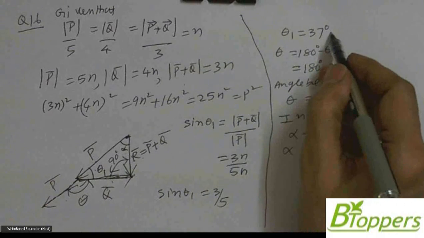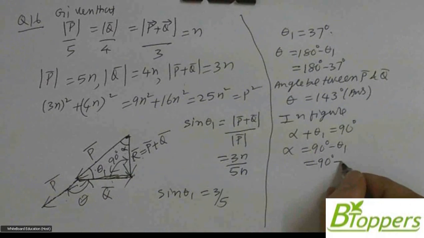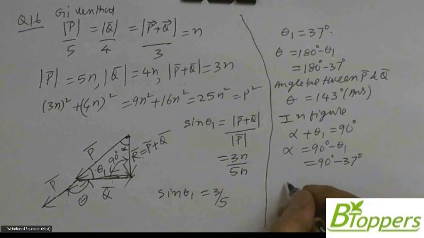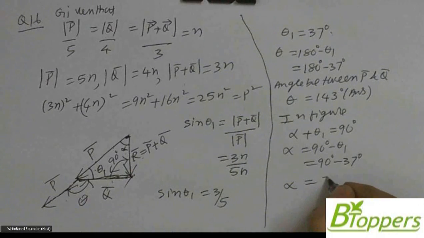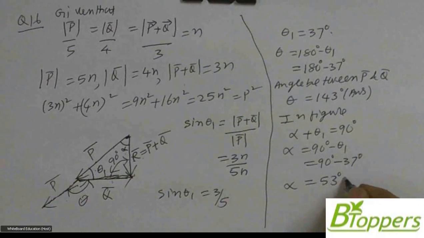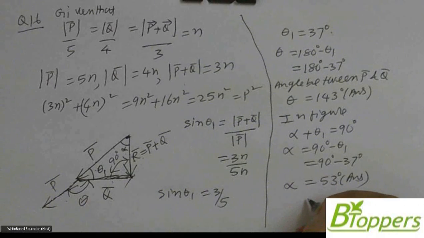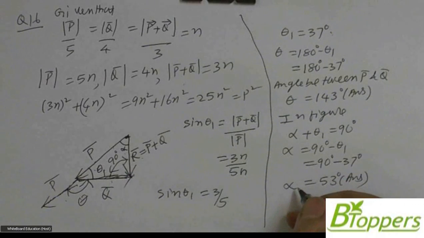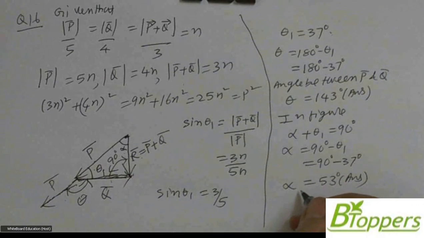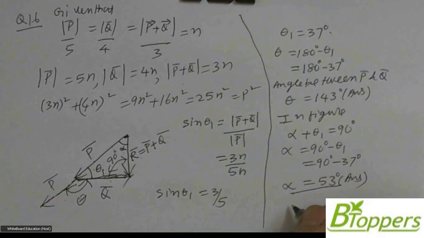We got the value of theta 1 here as 37 degrees. We substitute here. So we get alpha as 53 degrees. This is another answer. That means alpha represents the angle between the resultant of the two vectors p bar and q bar and the first vector p bar. So that is 53 degrees.